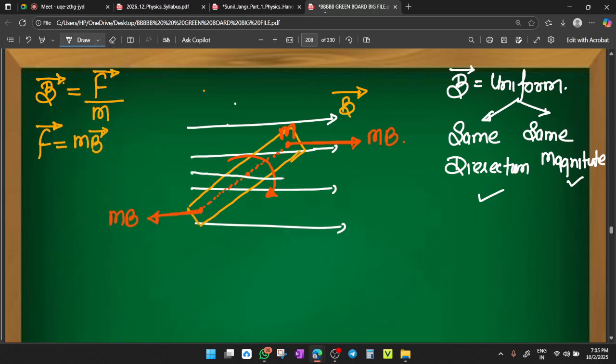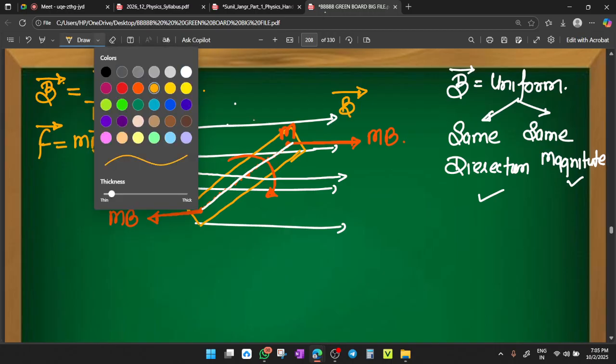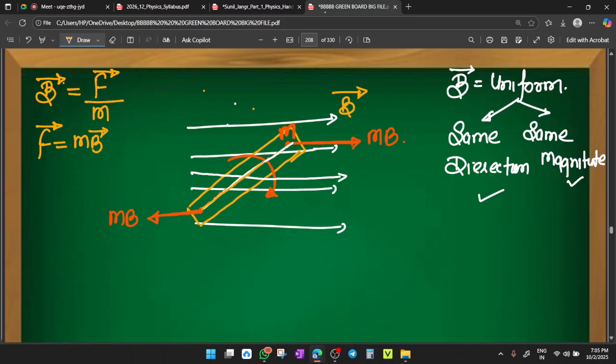Now one more thing. This is the direction of the magnetic field, and this is the direction of the magnetic dipole moment, because the direction of the magnetic dipole moment is from south pole to north pole. So here is the angle theta. Theta is the angle between the direction of the magnetic field and the magnetic dipole moment.